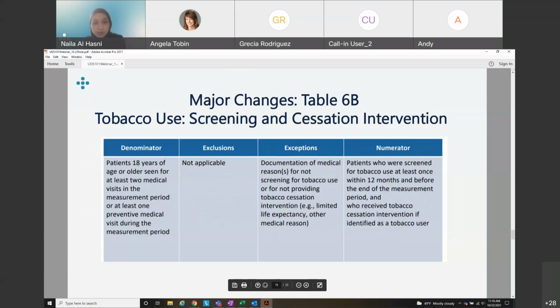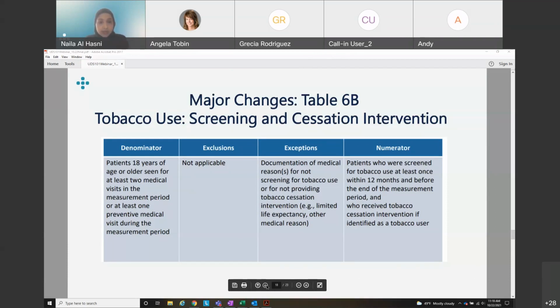So just some further clarifications. Again, documentation of medical reasons for not screening for tobacco use or for not providing tobacco cessation intervention must be documented by the provider at the visit. Include in the numerator the patients with a negative screening and patients with a positive screening who had cessation intervention if they're a tobacco user. If the tobacco use status of a patient is unknown, the patient doesn't meet the screening component and hasn't met the criteria in order to be counted in the numerator. If it is unknown, then include the patients who are not screened or patients with indefinite answers.